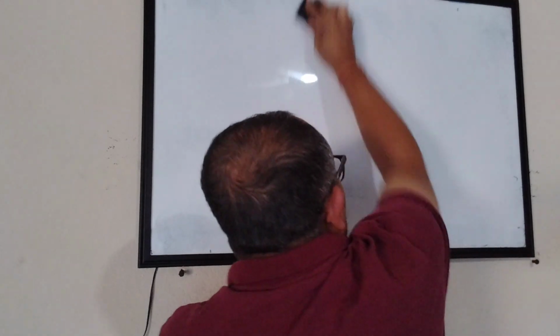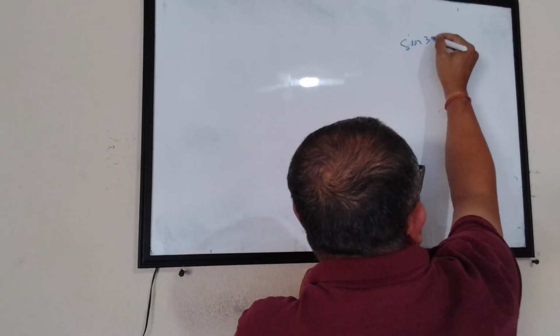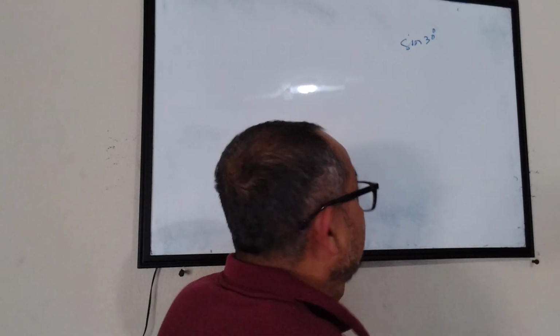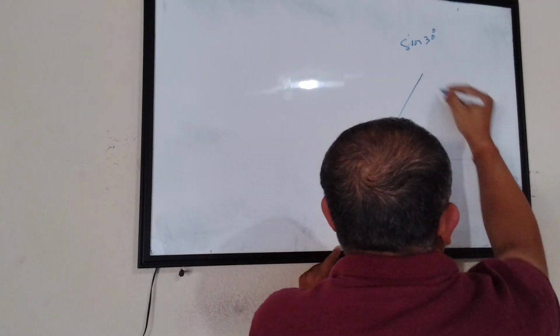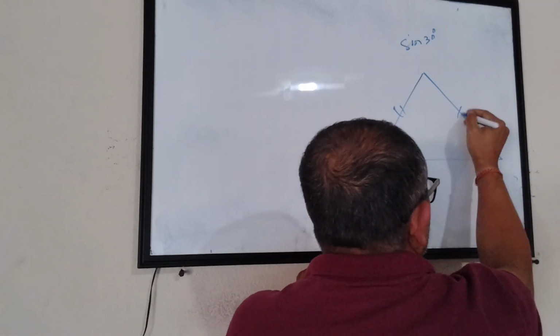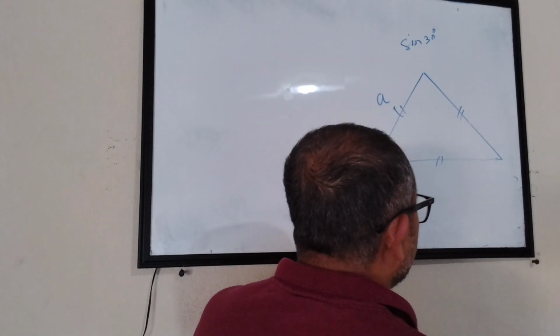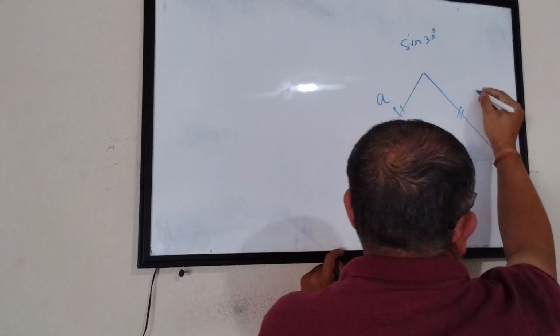Because we are trying to find out the value of sine 30 degrees. This is the goal. What we did was, we picked up an equilateral triangle, meaning this side and this side are all the same. So let's say this side has length A centimeters. This is also A centimeters. This is also A centimeters.